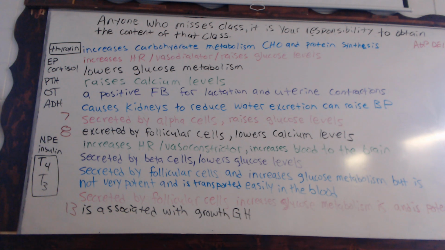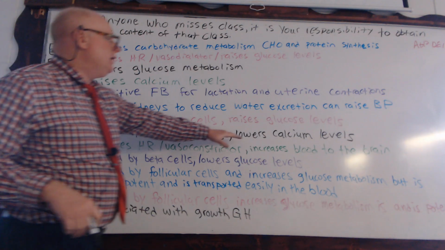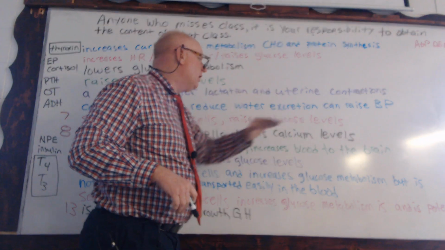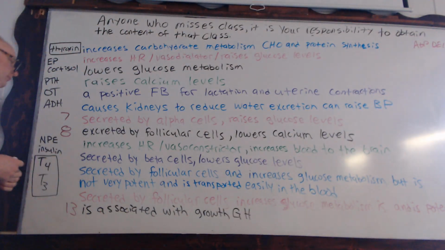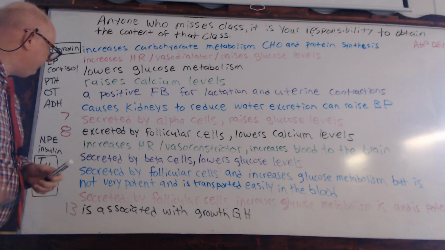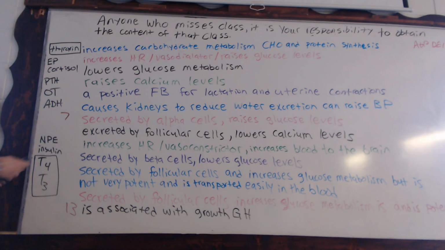Okay, we should have 2 left, 7 and 8. Oh, and 13. Okay, we got 3 left. I was seeing if anybody was paying attention. You said 13. No, number 8. Okay, so the big idea, what is it that's going to lower calcium levels? Calcitonin does that. That's right. So this is calcitonin.